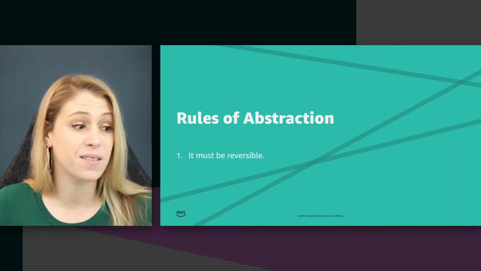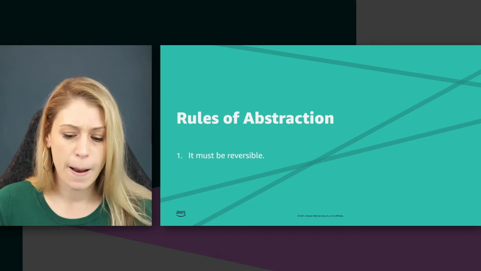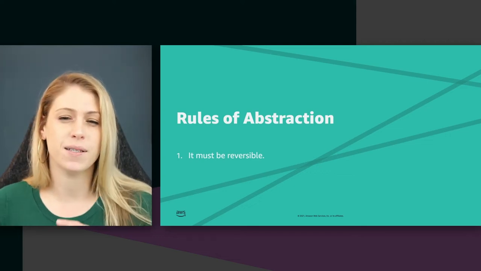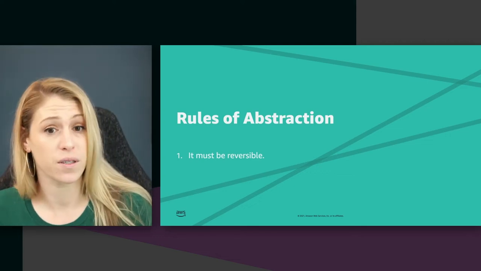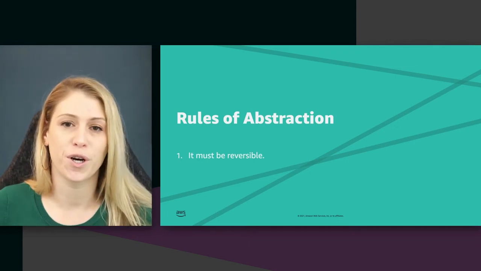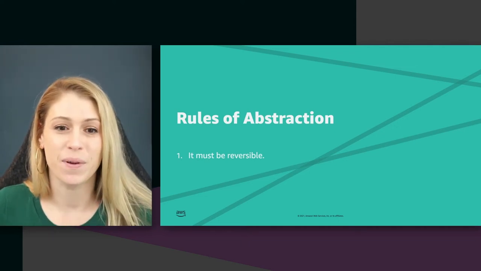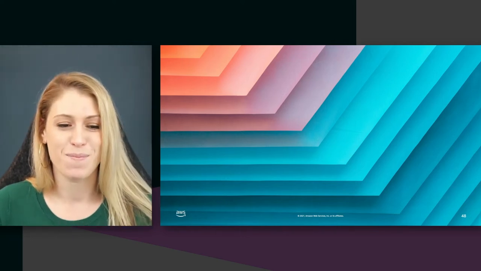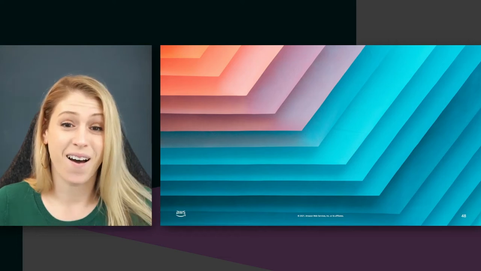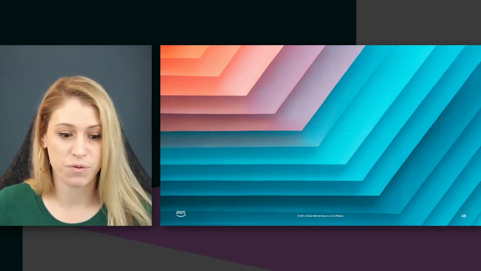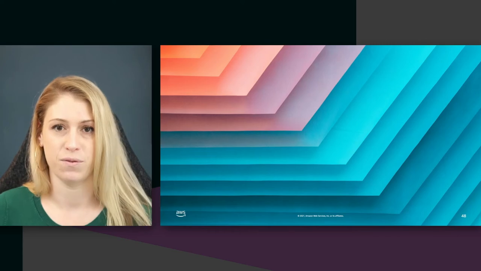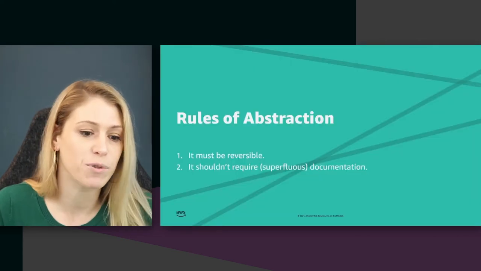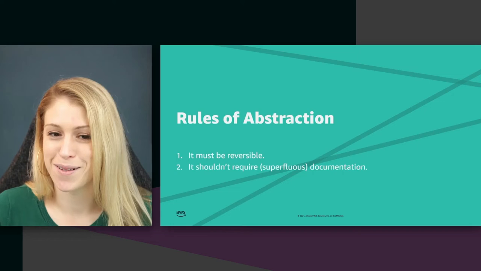The first is that it must be reversible. Abstractions purposefully remove detail, but it doesn't mean that the detail isn't important. And this is where GitOps, infrastructure as code, sometimes even good old source control, becomes critical. I like to think of abstractions as almost separating a system into layers. Each layer can be observed and evaluated independently, but also holistically, because anomalies only become patterns when they're viewed from a broader perspective. The second rule is that no abstraction should require superfluous documentation.